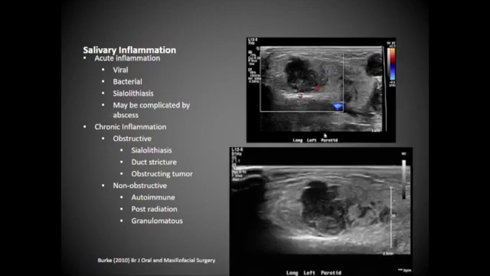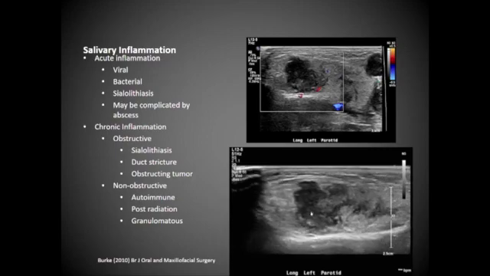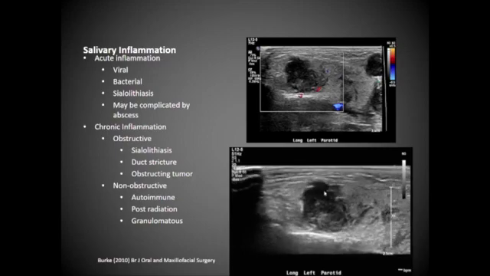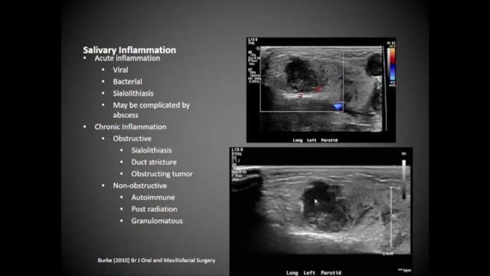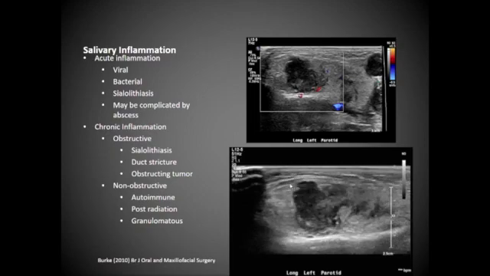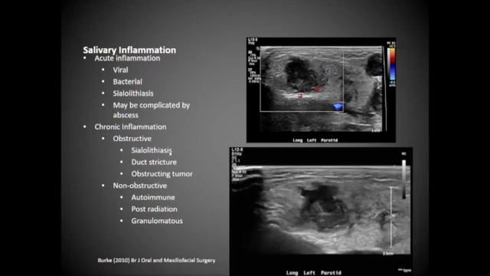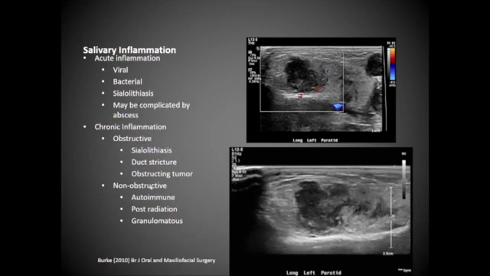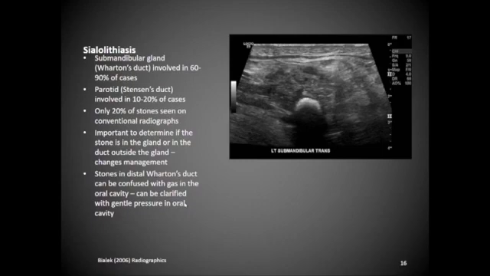If this gets really bad, it can end up resulting in an abscess, such as this intraparotid abscess. And with abscess in almost any part superficial, a little bit of gentle pressure and release of pressure can help to confirm that there's mobile debris inside of it. Chronic inflammation can be obstructive, fairly commonly due to stones, or non-obstructive due to a lot of causes, including autoimmune disease. Stone disease, sialolithiasis.